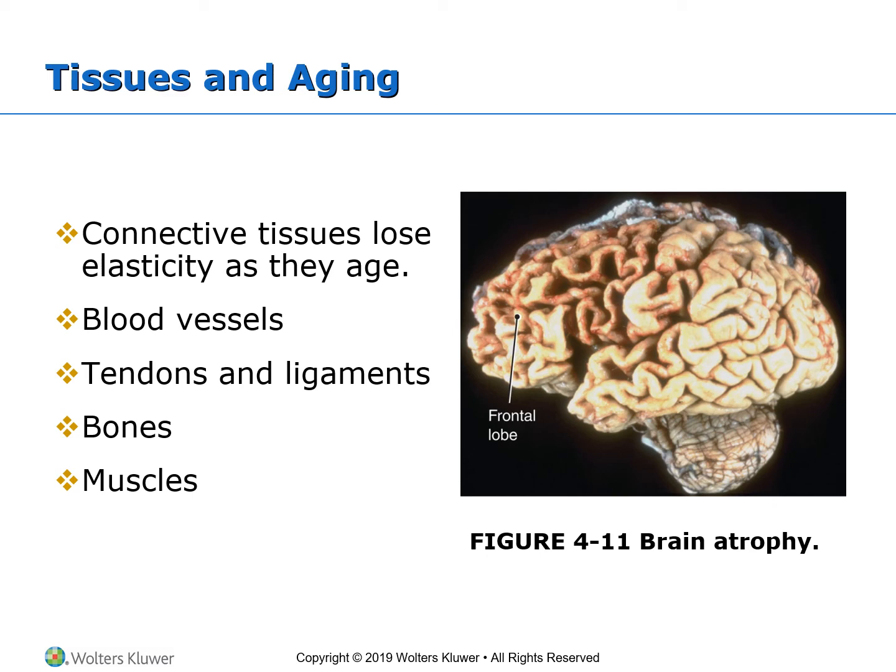So you will see that tissues and aging is a common denominator when we discuss our systems throughout this class. In general, when we are looking at tissues and aging, connective tissue usually will lose elasticity. The collagen and the elastin fibers will become less flexible. In addition to that, the amount of water found in the matrix of those tissues will decrease with increasing age.